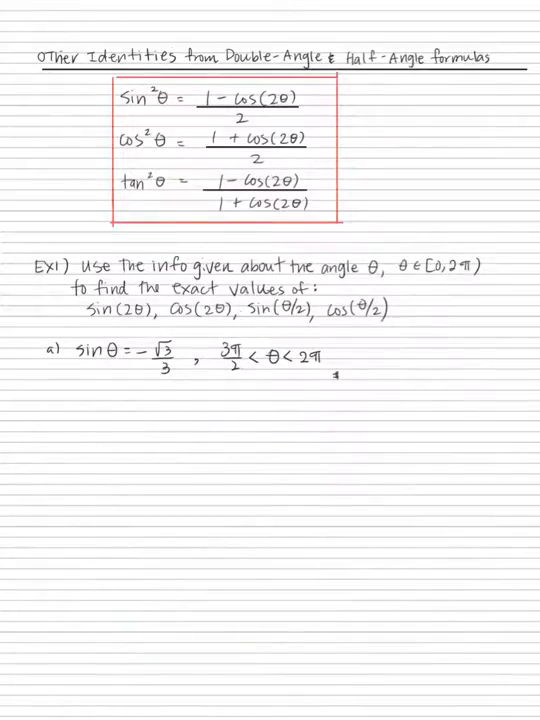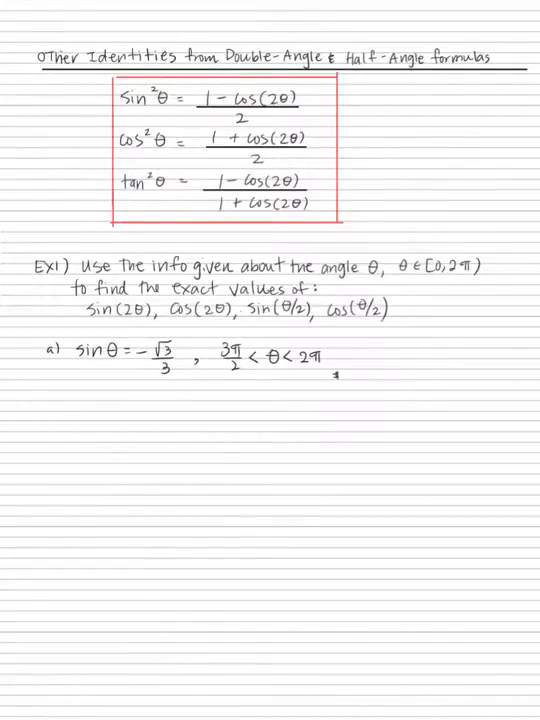So here are some other identities from double angle and half angle formulas. You can derive sine squared, cosine squared, tan squared by using the double and half angle formulas. You might want to memorize those also because they are very, very useful identities. Anyways, let's start doing some examples.